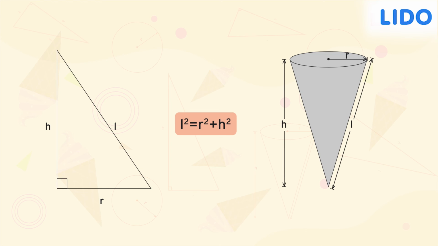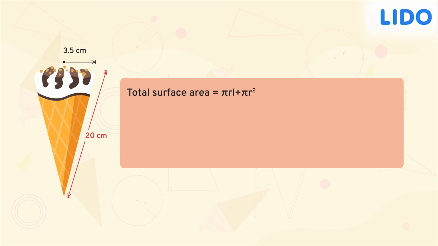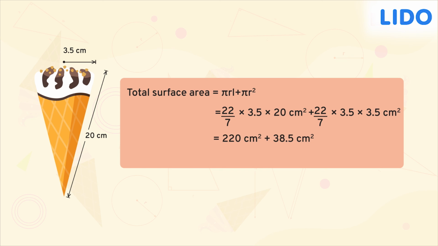Let's look at Sunny's ice cream cones again then, shall we? They have a slant height of 20 centimeters and a radius of 3.5 centimeters. Substituting these values in the expression we just derived gives us the curved surface area as 220 square centimeters and the total surface area as 258.5 square centimeters. Now, Sunny knows that he needs 258.5 square centimeters of paper for each cone.